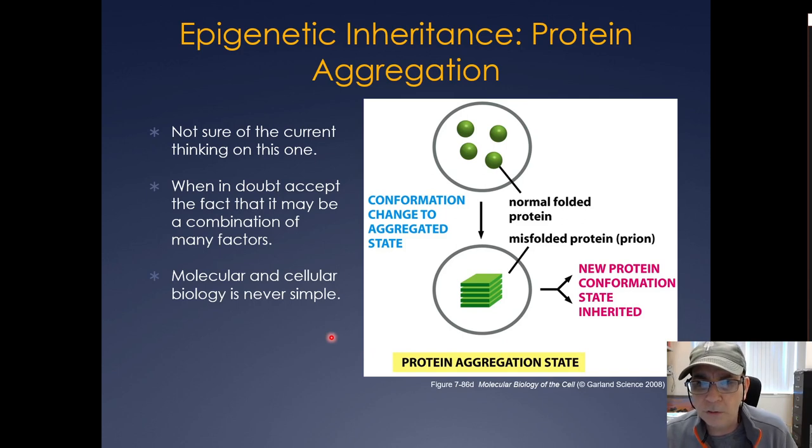So when you think about all of these modes of epigenetic inheritance, from activation, silent chromatin, DNA methylation, and protein aggregation, keep in the back of your head that molecular and cellular biology is never simple. It's often going to be a combination of multiple factors, and not just one single one.